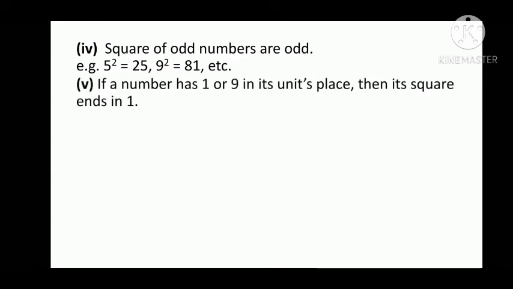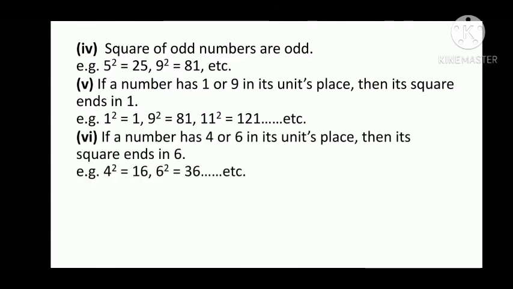Coming to the fifth property, that if a number has 1 or 9 in its units place, then its square ends in 1. For example, 1 square is equal to 1, 9 square is equal to 81, 11 square is equal to 121, etc. Coming to next property, if a number has 4 or 6 in its units place, then its square ends in 6.